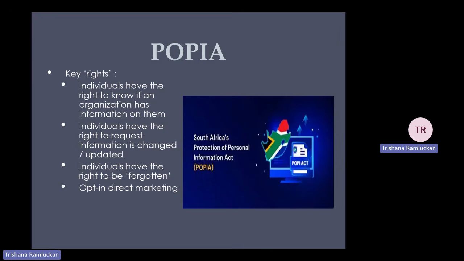So if you don't want your personal information kept within an organization, by your permission, they have to actually get rid of it. Opt-in direct marketing. Now that's a big problem, because sometimes they don't really enforce this. So you might get calls from certain companies, like, for example, other banks that you don't deal with, who are trying to sell you a product, or insurance companies.